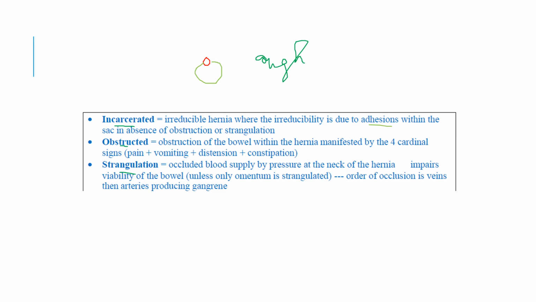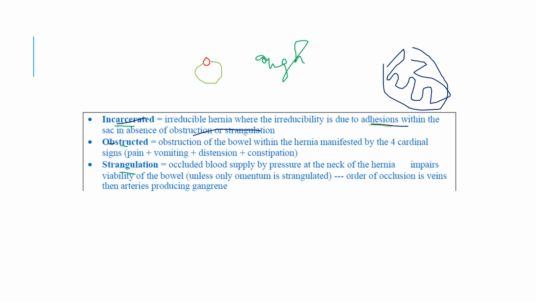Now, what is obstructed hernia? So in hernia there is something called sac and content, right? Sac means what is coming out, and content means usually the bowel loops, which is inside. That is called the content. Now, incarcerated hernia means there are adhesions within the sac, in absence of obstruction or strangulation. So actually there is no obstruction in the defect or something, but it cannot go back due to the adhesions within the sac and the contents. That is what is called incarcerated.